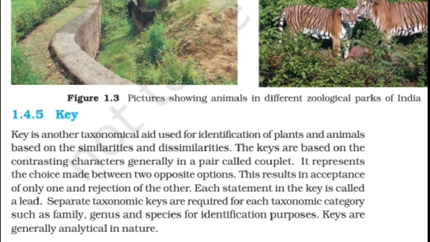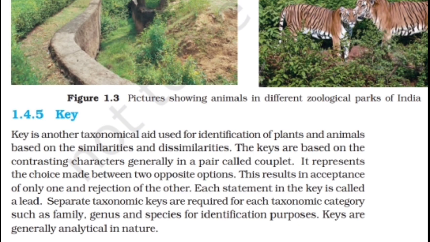1.4.5 Key. Key is another taxonomical aid used for identification of plants and animals based on similarities and dissimilarities. The keys are based on contrasting characters, generally in a pair called couplet. It represents the choice made between two opposite options. This results in acceptance of only one and rejection of the other. Each statement in the key is called a lead.